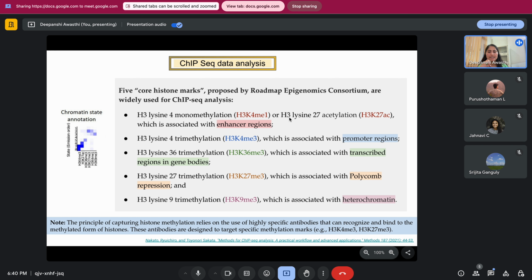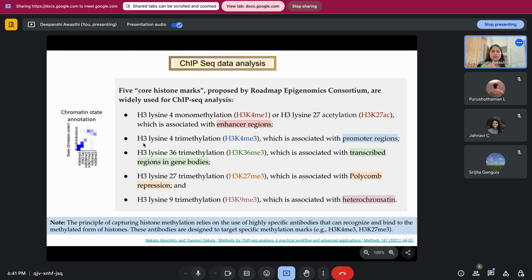If that modification is present, or if the 3rd histone lysine 27 is acetylated, then it is associated with the enhancer regions. Enhancer regions are the ones which will enhance or increase the transcription of a gene. So if this modification happens, it will enhance the transcription or expression of the gene. For these two we will design specific antibodies, and if we are able to identify the DNA sites which are binding with these histone proteins and this modification is present, then we can predict that this particular region of DNA is the enhancer region.